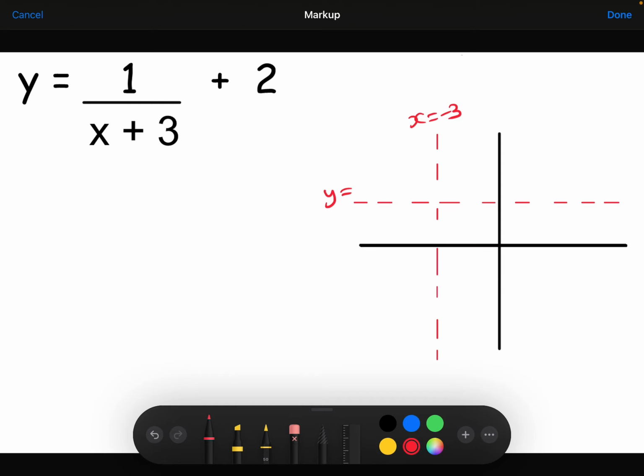And the reason why that's going to be the case is, I know that this can never equal 0. There is no number that I can do 1 divided by to get 0. So this will never equal 0. Therefore, when I add 2 to that, it can never equal 2. So that's why y equals 2 is my asymptote. I can now draw in my graph.